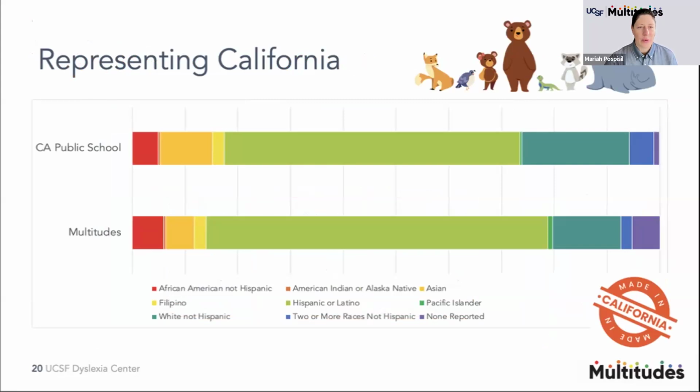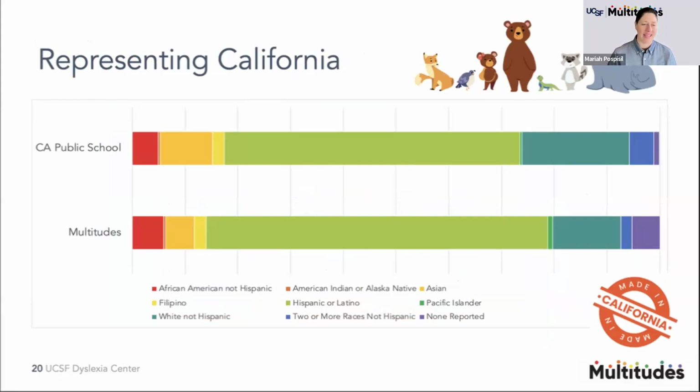All right, so it was extremely important to us at Multitudes. As Francesca said, we are a state-funded project. So our mandate was to create a screener that worked for all students in California. Therefore, it was very important for us to represent all California students in our research. So how did we do that?